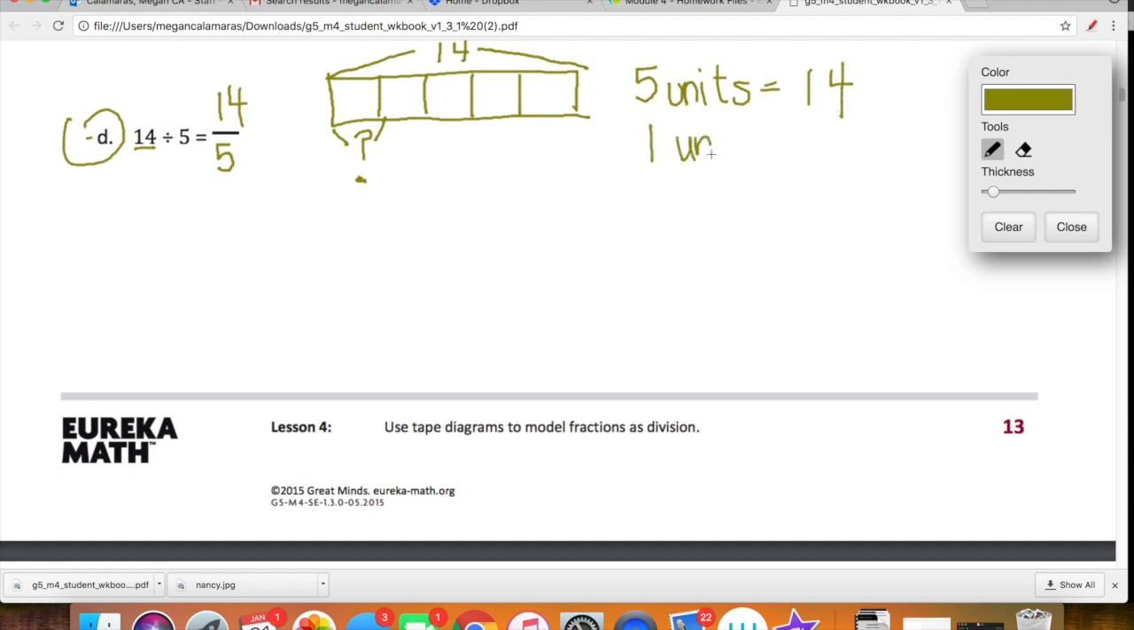So 1 unit is equal to 14 fifths, or 14 divided by 5. Let's further investigate this fact with long division. So we're going to divide 14 by 5 and see what's happening. What we're doing here, you guys, is actually a mathematical proof. We're proving that this works. This is pretty advanced stuff for 5th grade.